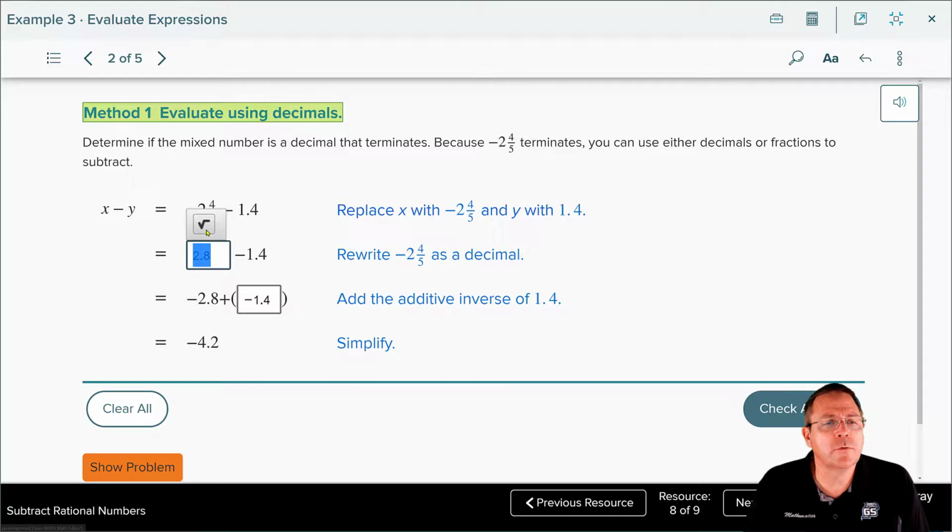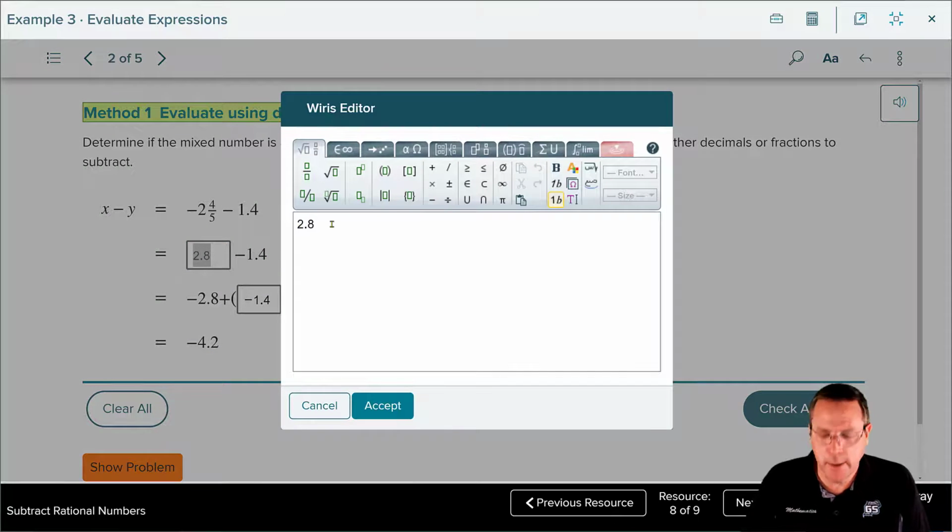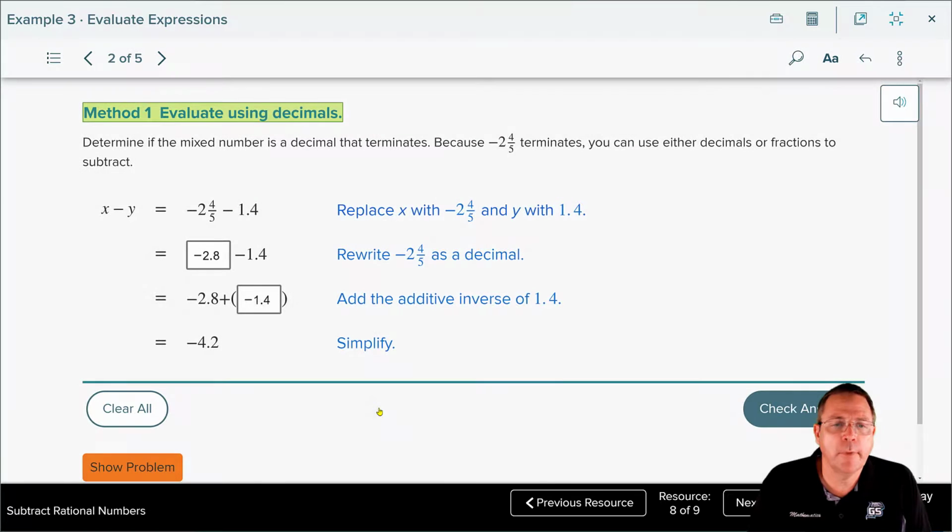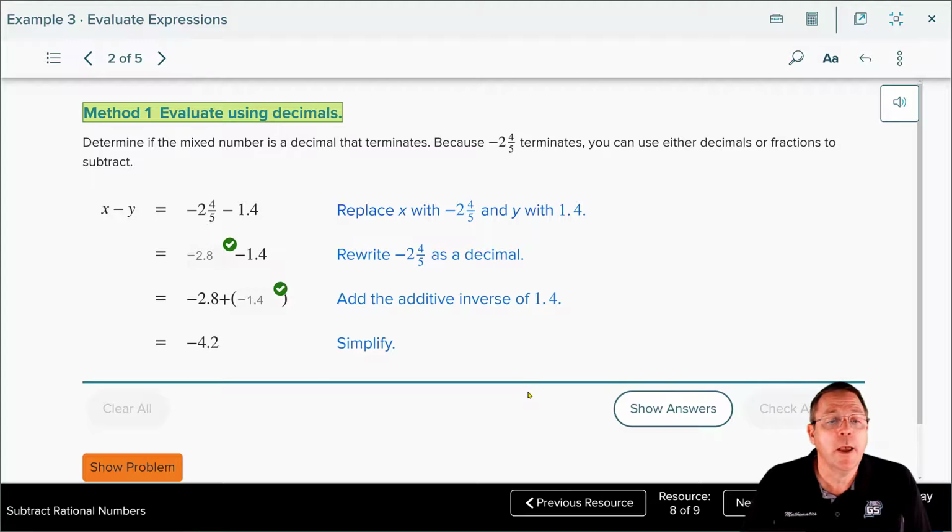Oh, hold on. I screwed something up on that one. That should be a negative 2.8. There, it makes more sense. I would have gone from this point right here, said signs are the same, find the sum, which is 4.2. Sign in front of your larger number goes in front of your answer, giving you negative 4.2. They want to make it more complicated. There's no reason for you to do that.